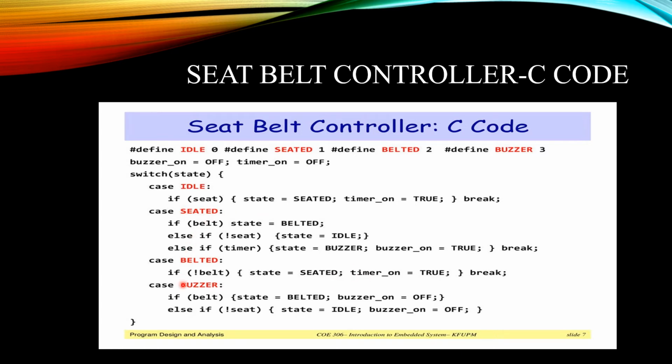Next case is the buzzer state. So there are two possibilities in the buzzer state. One is if he is able to wear the belt, the state goes to the belted state, and the buzzer goes off. Else, if he comes out of the seat, the state goes back to the idle state. So in the buzzer state, if he wears the seat belt, he goes to the belted state and the buzzer is off.